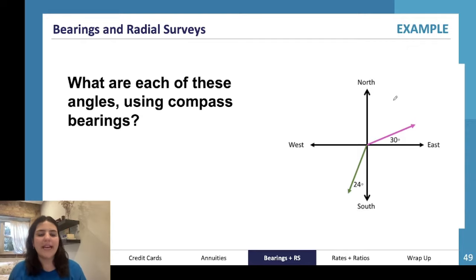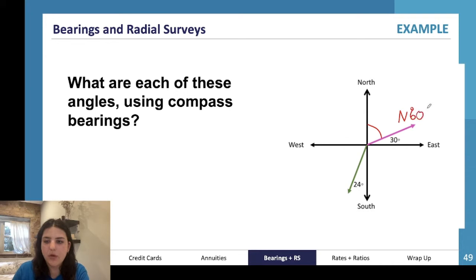All right, so what are each of these angles using compass bearings? How would we work these out? Well, this pink line is definitely north, and if that is 30 degrees, then this must be 60 degrees away from the east. So it'll be north 60 degrees east. Then this line is definitely south, and for this one we would do 30 degrees because it's 30 degrees away from east.